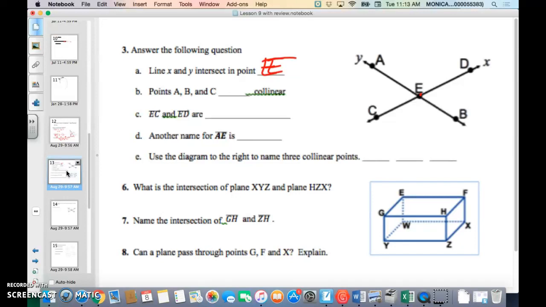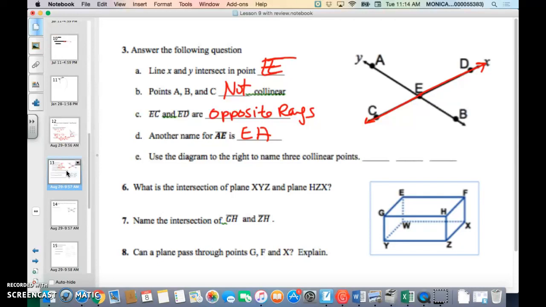So if you look at A, B, and C, you see how they are not collinear. Collinear means on the same line. EC and ED, so from E to C, that's part right here, and E to D, that's that part right there. Well, they're opposite rays. Okay. Another name for AE, I would say EA. Use the diagram on the right to name 3 collinear points.